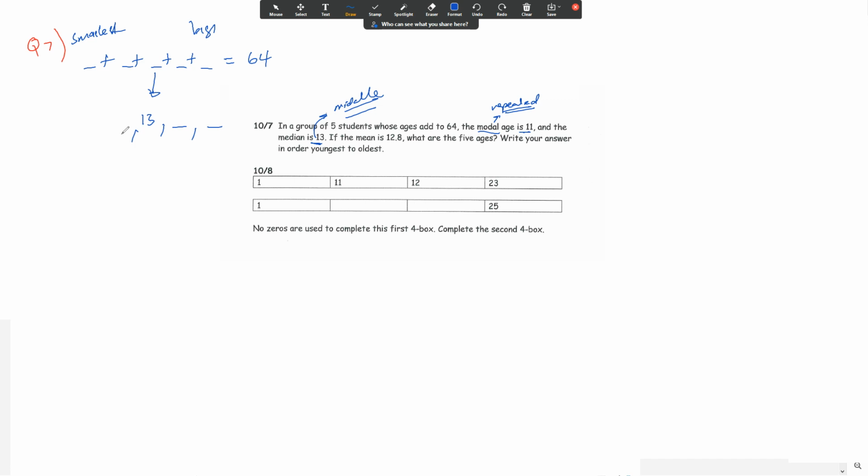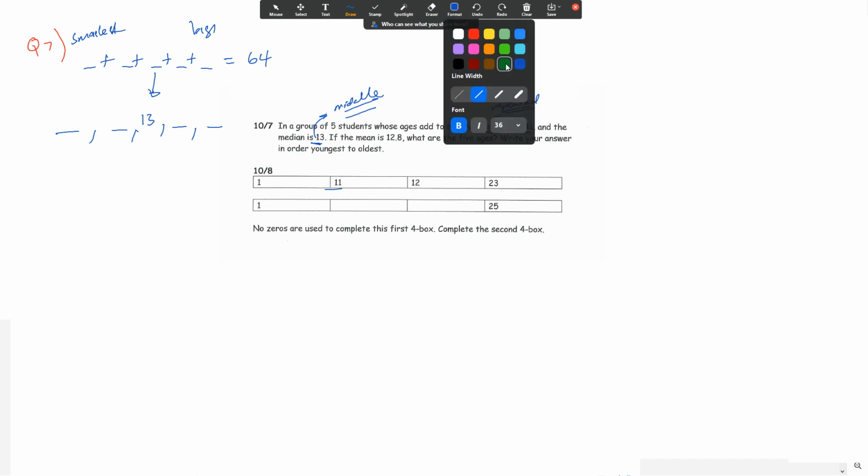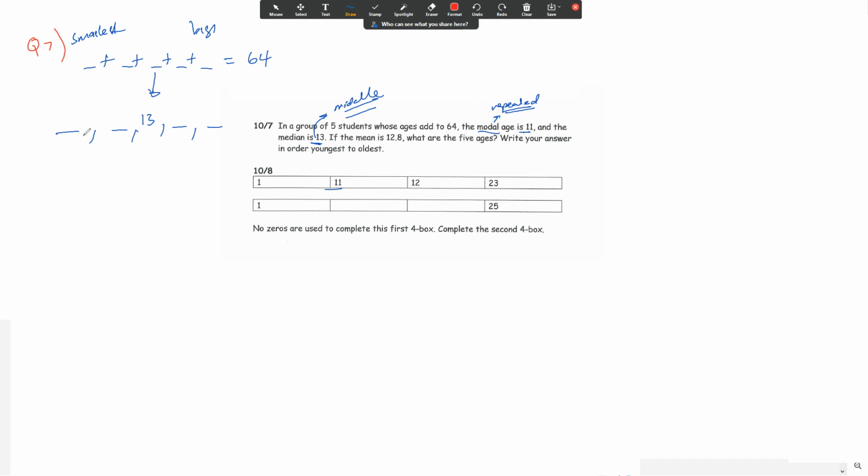Alright, so we still got 2 digits on the left, 2 digits on the right, smaller than 13 and larger than 13. But the modal age is 11, which means we can only have 2 11s on this side. So these two numbers have to be different. It can't be 13 because then that becomes the mode, or part of the mode. So it has to be a number like 14, 15, 16, 17, anything else. So this number over here we don't know, and this number we don't know, but it continues. It says the mean is 12.8.